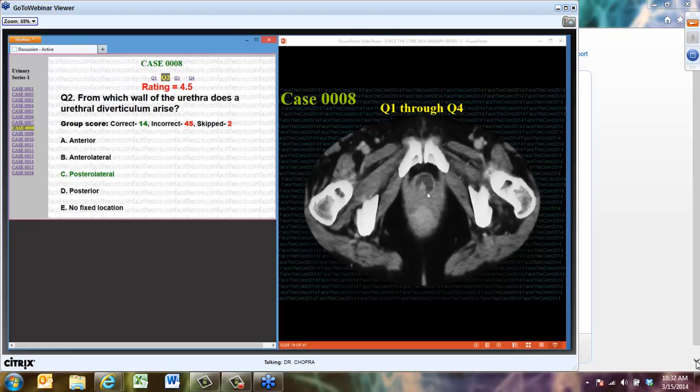It arises from the posterolateral wall because the paraurethral glands are located in 2 rows along the posterolateral walls of the urethra.